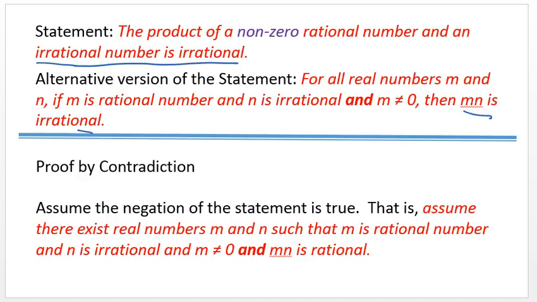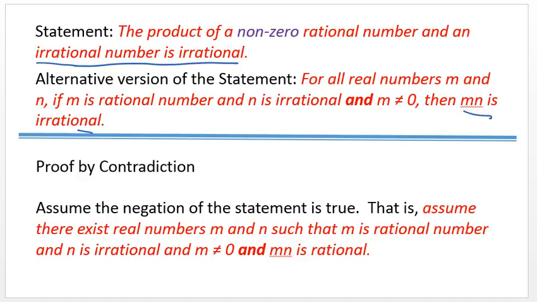For proof by contradiction, let's assume the negation of the statement is true. Let's assume that, as I state here, there exist real numbers m and n such that m is rational, and n is irrational, and m does not equal 0, and, instead of mn is irrational, we're going to assume mn is rational.